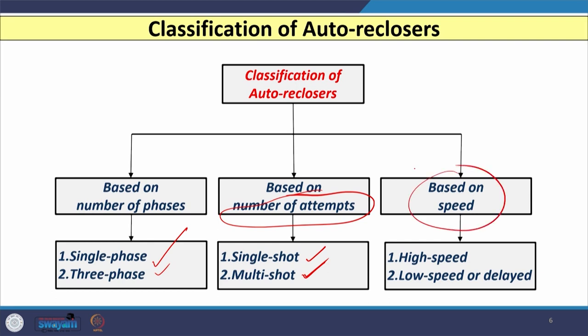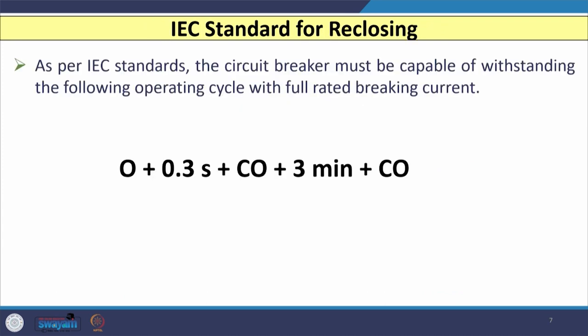The classification can also be done based on speed. High speed reclosers are there, and low speed reclosers are also there. For the transmission system, we need high speed reclosers, whereas for the distribution system, we need low speed reclosers. Now, when we go for this reclosing attempt, the first point when we talk about reclosers is what sequence we are going to follow for the circuit breaker which is associated with the relay and reclosers.